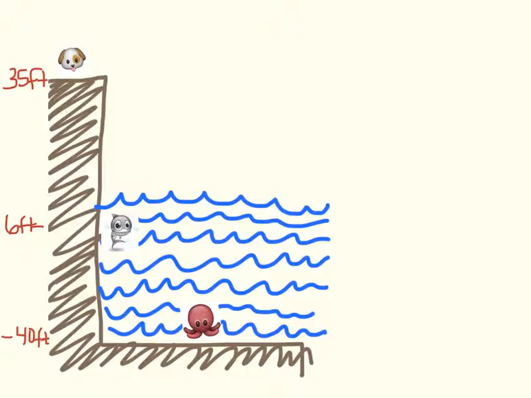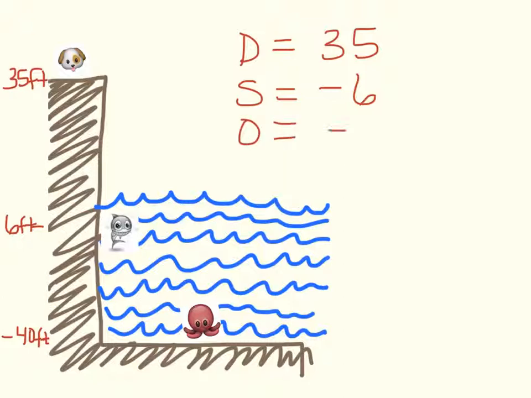So our question is, which animal is farthest from sea level? Well, let's begin by simply writing where each animal is now. The dog is at 35 feet. The shark is at negative 6 feet. And the octopus is at negative 40 feet.